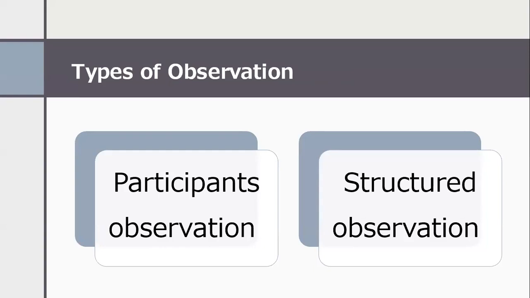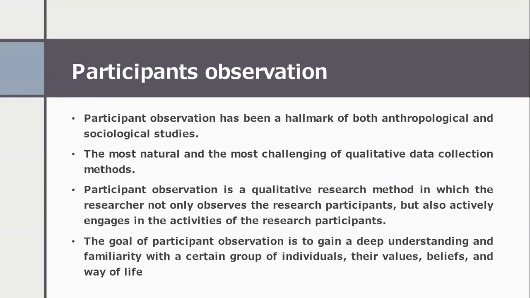Next one. There are two types of observation, participant observation and structured observation. As the name suggests, participant observation is when we participate in something and do the research. And structured observation is something that is well defined and has a proper structure. Yes, ma'am, next.